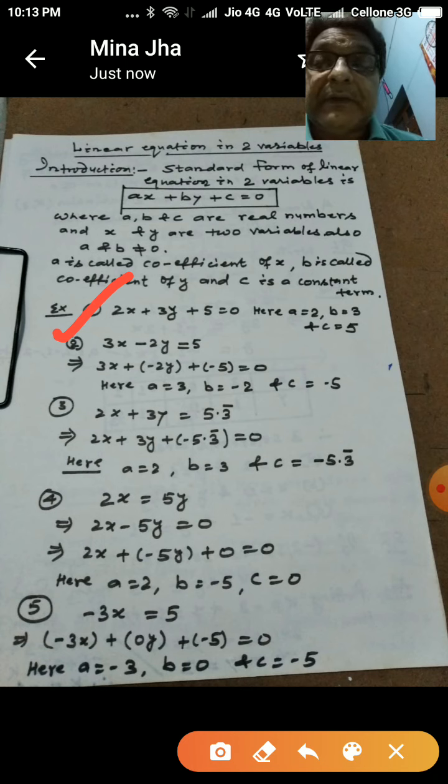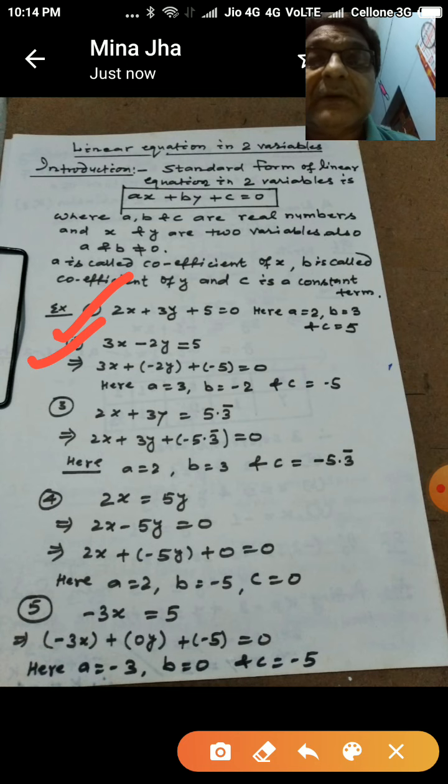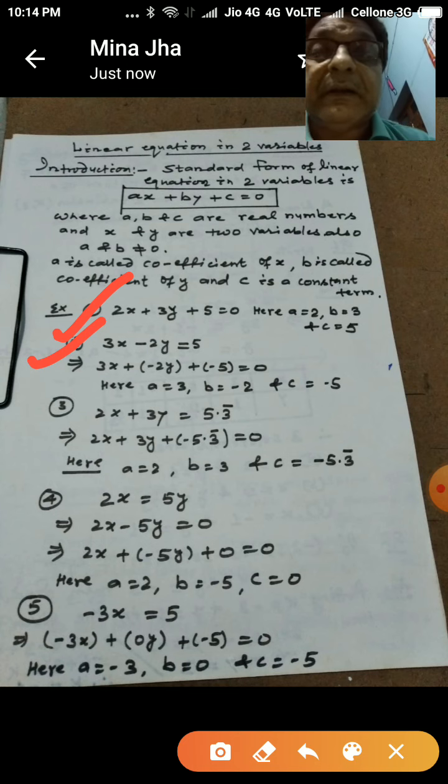Since it is in standard form, we can write its a, b and c. A is 2, which is the coefficient of x, b is 3, which is the coefficient of y, and the constant c is 5. Similarly, in another example, 3x minus 2y equal to 5, this is no doubt a linear equation in two variables, but it is not written in standard form.